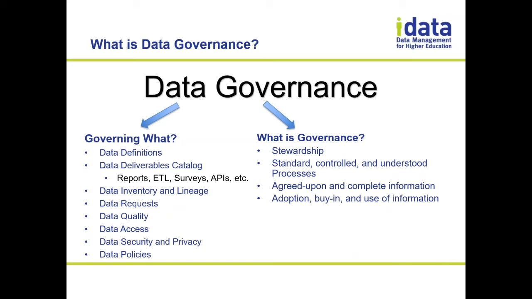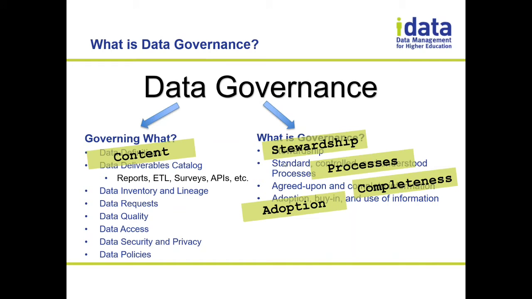But there has to be some standard, controlled, and understood processes with which everything interacts with the stewards and the content and the reporting tools and the people involved, as well as agreed upon and complete information. So how do you get enough content into your governance infrastructure to be useful to people and that everybody agrees on? And then how do you get adoption, buy-in, and use of both the governance content that you're creating as well as the tools that it's supporting? So these are the content, the stewardship, processes, completeness, and adoption.